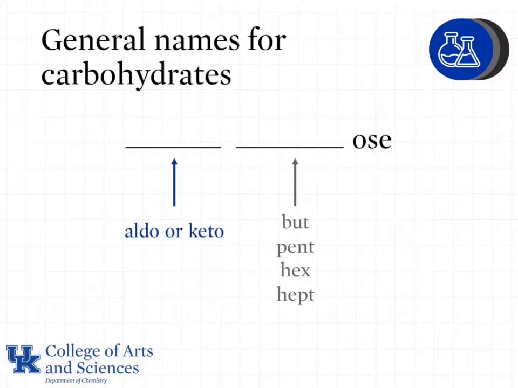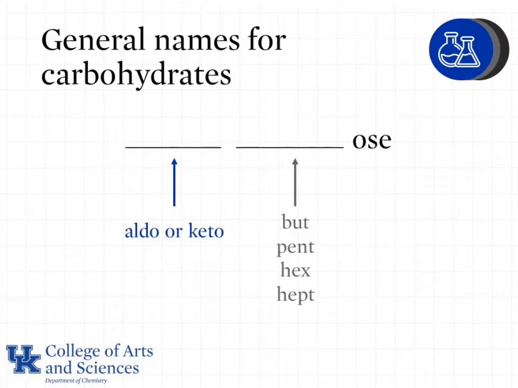Many of our carbohydrates have very specific names: glucose, galactose, mannose. However, you do not need to learn those. You should know the general names for carbohydrates, and those names tell us a few pieces of key information. It tells us whether a carbohydrate is an aldehyde or ketone through the prefix of aldo or keto.